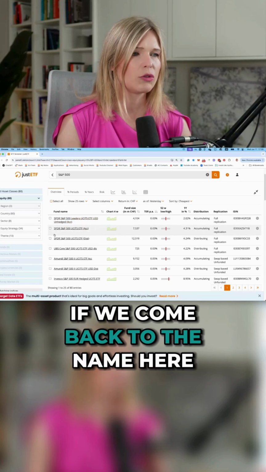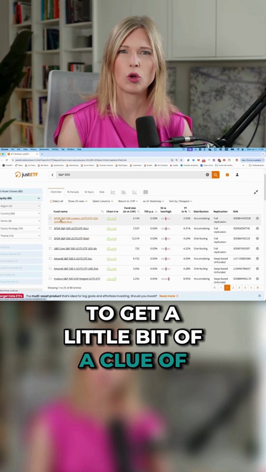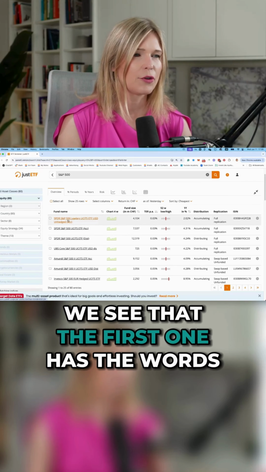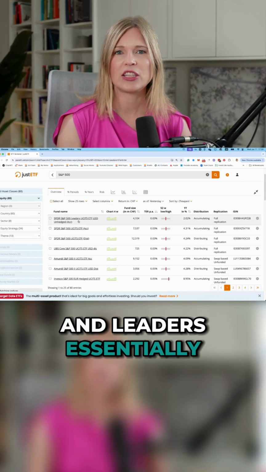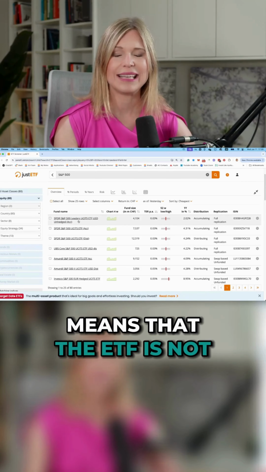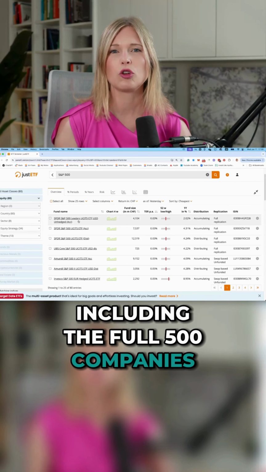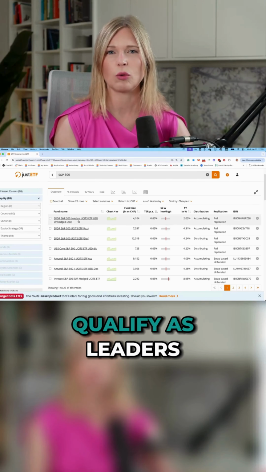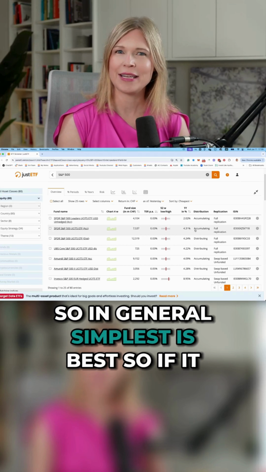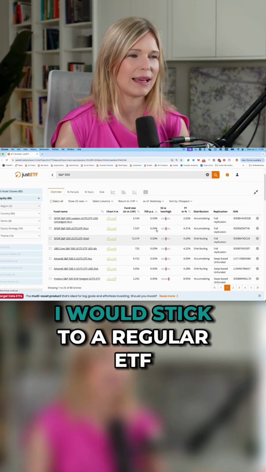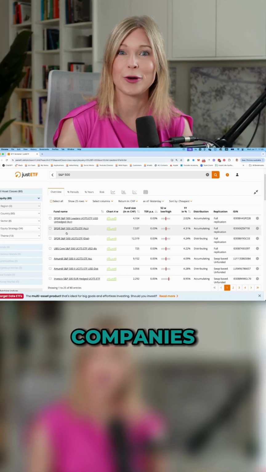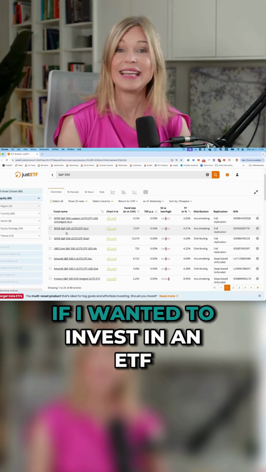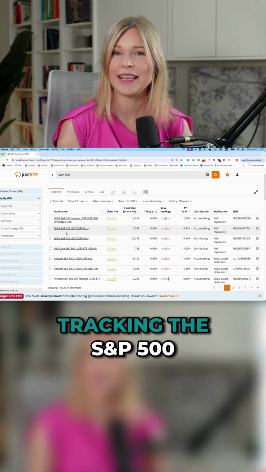If we come back to the name here to get a little bit of a clue of what's happening, we see that the first one has the word leaders in it. And leaders essentially means that the ETF is not including the full 500 companies. It only selected those that qualify as leaders. So in general, simplest is best. If it were me, I would stick to a regular ETF, which includes the 500 companies included in the S&P 500, if I wanted to invest in an ETF tracking the S&P 500.